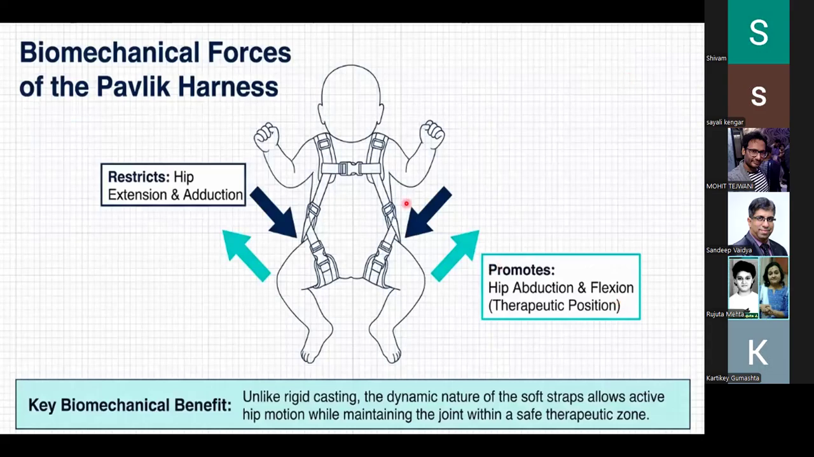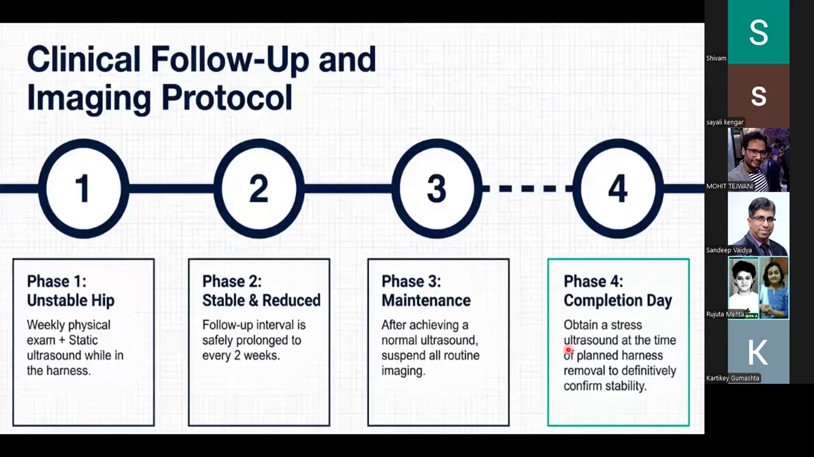The Pavlik harness restricts hip extension and adduction while it promotes hip abduction and flexion, which is the therapeutic position. Unlike rigid casting, the dynamic nature of the soft straps allows active hip motion while maintaining the joint within the safe therapeutic zone. After starting treatment with the Pavlik harness, if the hip was unstable at the beginning, then weekly physical examination and static ultrasound while in the harness should be done.